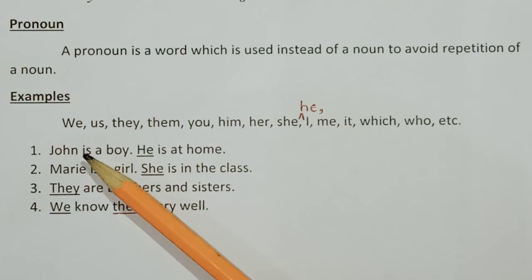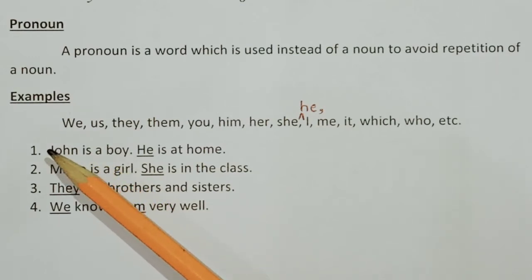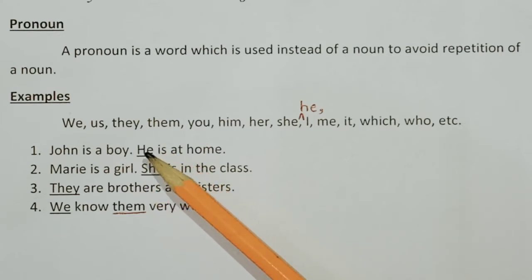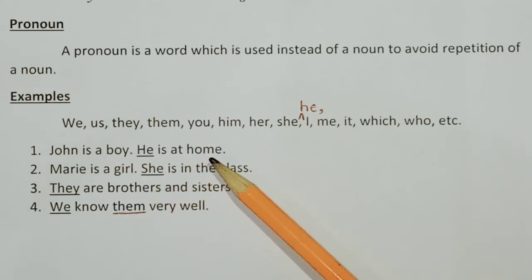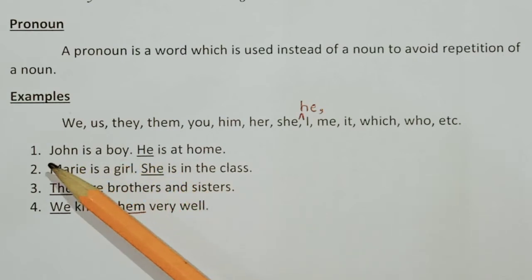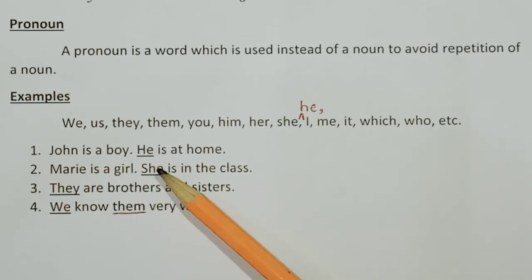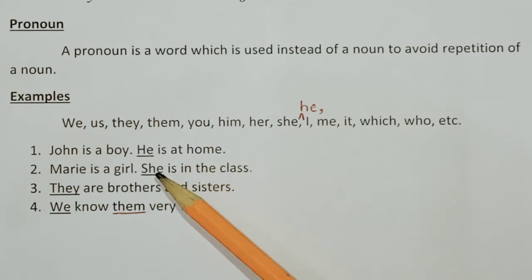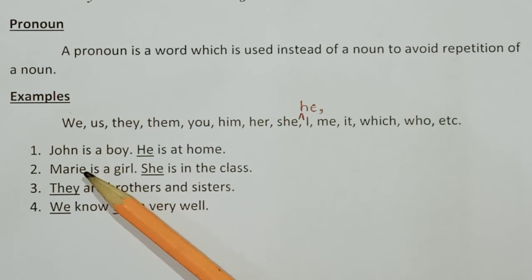Let's have a look at the examples of pronouns. The first example is, John is a boy. He is at home. Just to avoid repetition of noun, we have used a pronoun over here. The second sentence is, Mary is a girl. She is in the classroom. We have used the word she for Mary.